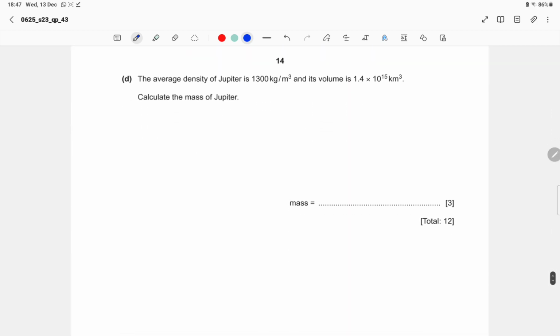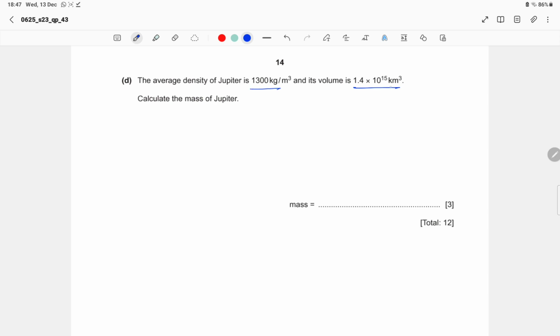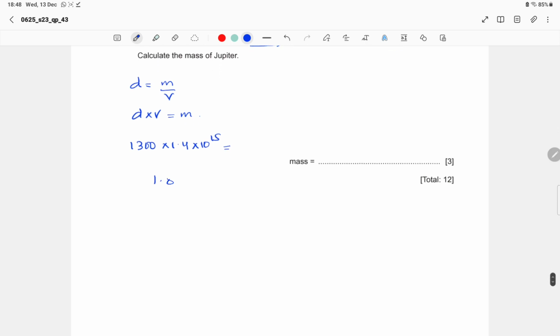Okay, moving to the next question. The average density of Jupiter is this and its volume is this. Calculate the mass of Jupiter. So we know that density equals mass over volume. So density times volume equals mass. Density is 1300 times 1.4 into 10 to the power 15. If you multiply this with this, you will end up with 1.82 into 10 to the power 27 kg. So this is your required answer.